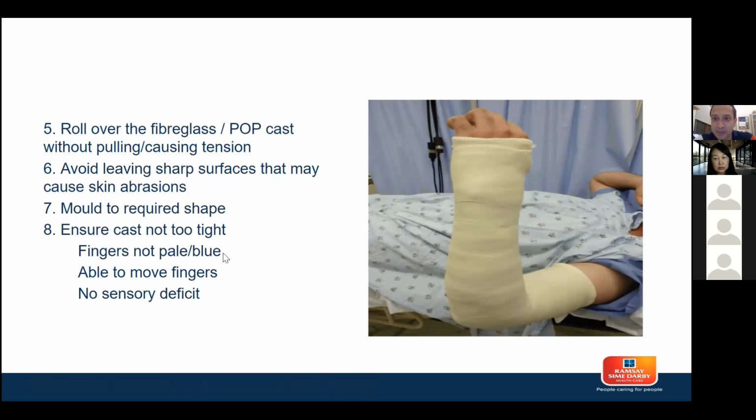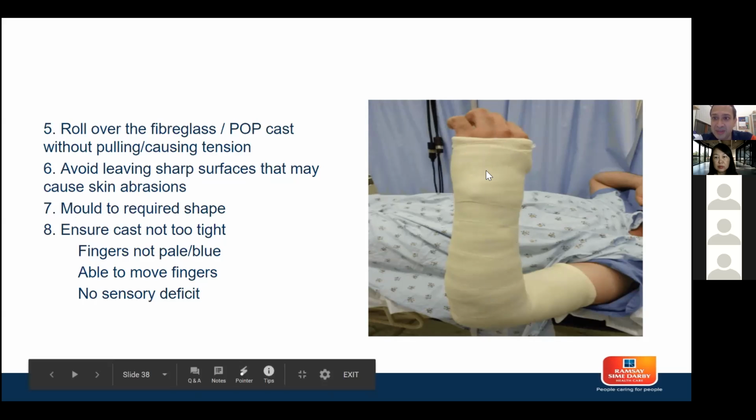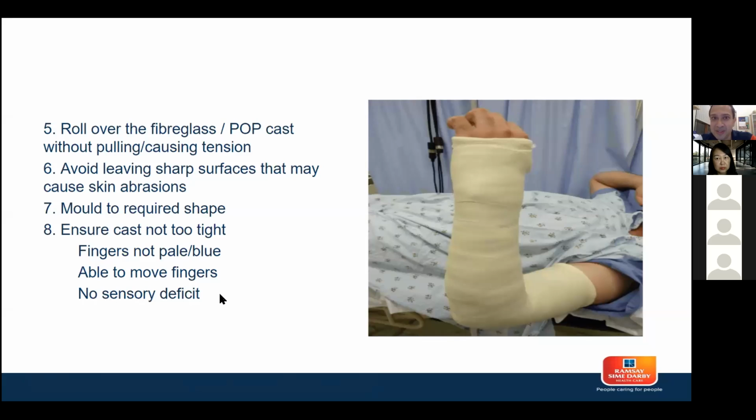They should be able to move their fingers once you've applied the cast. They should be able to hold the pen if you're doing this type of an upper limb cast. If they can't, that means you've not applied it properly. And please ensure there's no sensory deficit after you've applied the cast so that you know that you haven't put it on too tight.